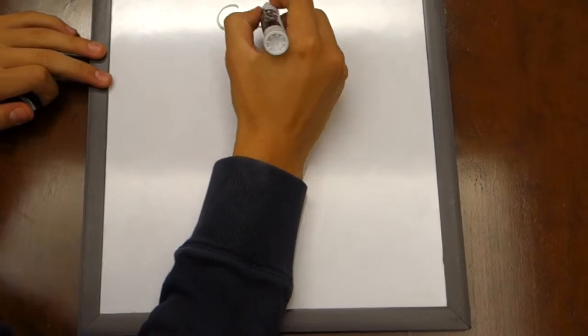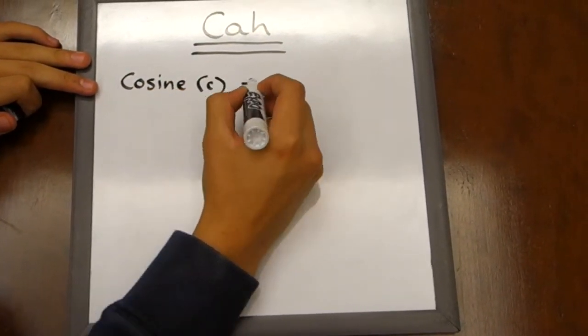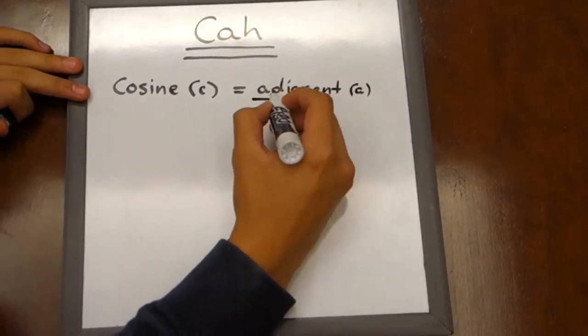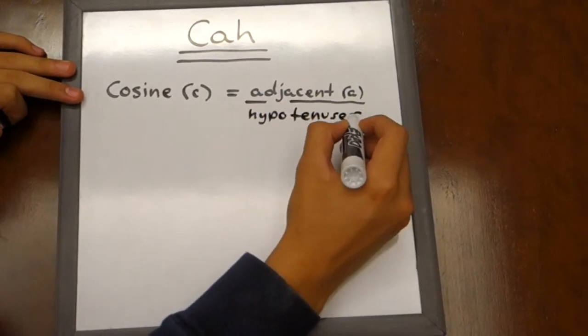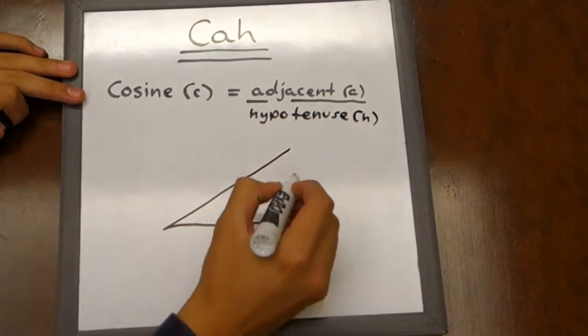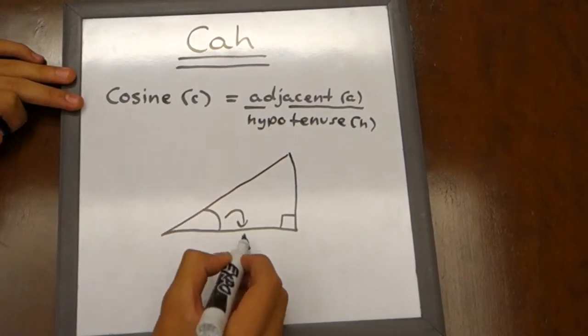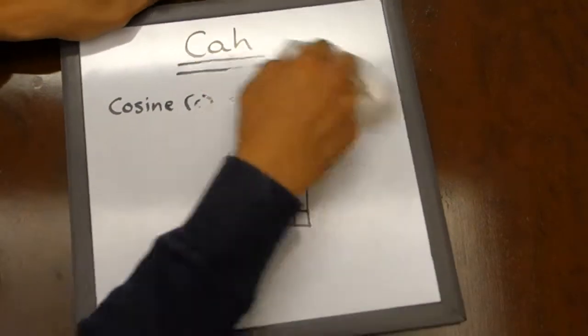The next one is CAH. C stands for cosine. It is equal to the adjacent, A, divided by the hypotenuse, H. In a right angle triangle, side A is adjoining to the angle, and side H is the hypotenuse, as we already know, the longest.